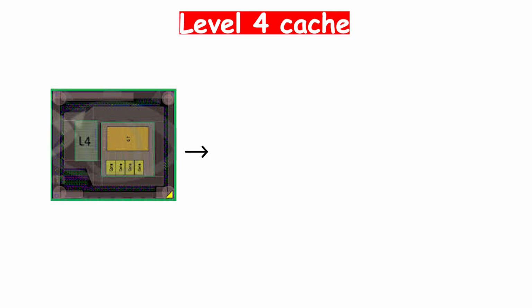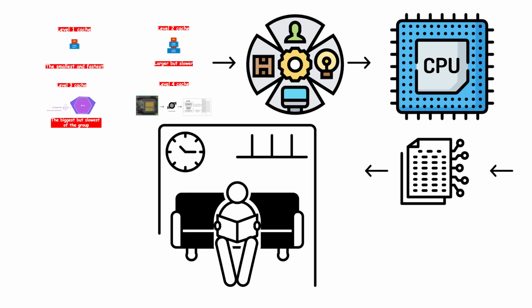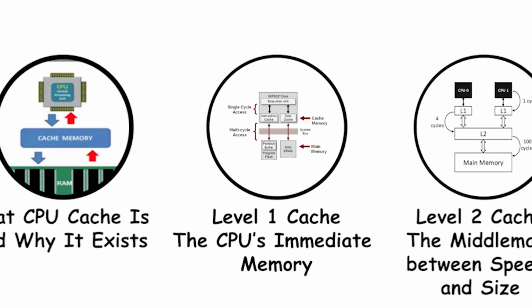Some high-end designs even add a level 4 cache, which acts like a turbocharged staging area between the CPU and main memory. Each of these levels plays a specific role in keeping the CPU fed with data, so it never stalls waiting for information.